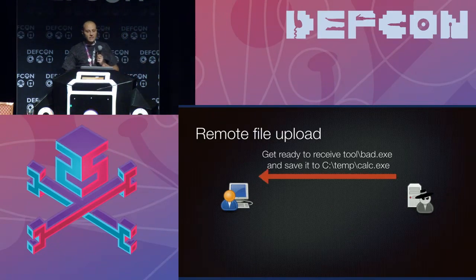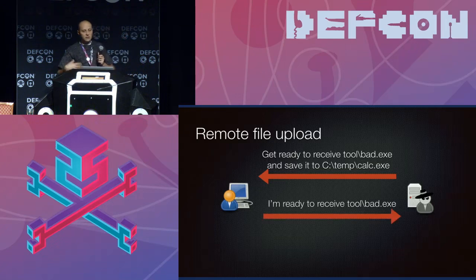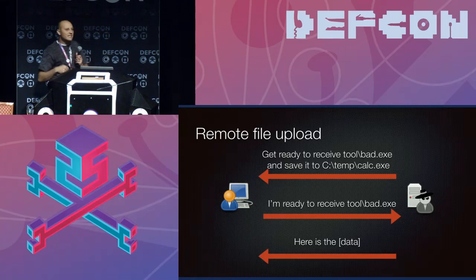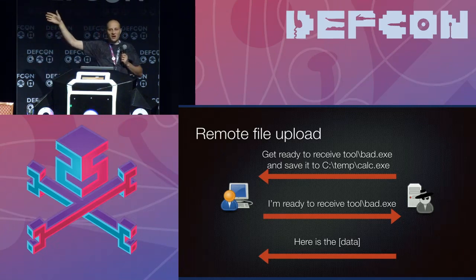What it'll do is send a message to the target and say, hey, get ready to receive my file tool/bad.exe and save it to your C drive temp as calc.exe. And then the target will respond back, okay, I'm ready to receive your tool named tool.bad.exe. And then the data is passed to the victim. And it made me think about this. Why does the victim need to know at all where that file is stored on the server's hard drive?